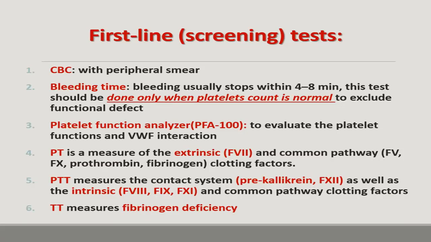Prothrombin time is a measure of the extrinsic pathway, which is related to factor 7 deficiency, and the common pathway factors 5 and 10, prothrombin, and fibrinogen clotting factors. Partial thromboplastin time measures the contact system, which is prekallikrein or factor 12, as well as the intrinsic mechanism, including factors 8, 9, and 11, and also the common pathway clotting factors mentioned above. Thrombin time usually measures fibrinogen deficiency.